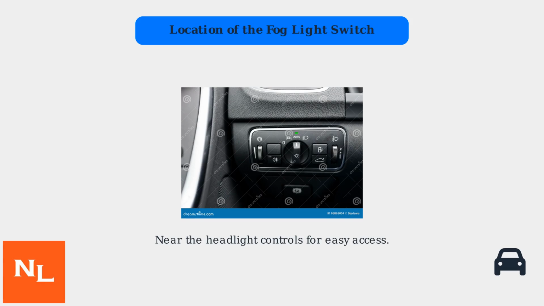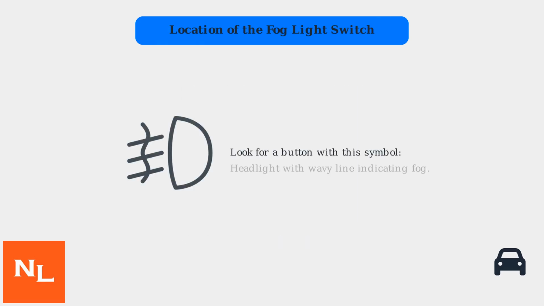This close-up view shows the headlight control panel where the fog light switch is integrated. The symbol resembles a headlight with a wavy line indicating fog conditions. Its exact placement might vary slightly depending on the trim level, but it's consistently positioned for easy access.